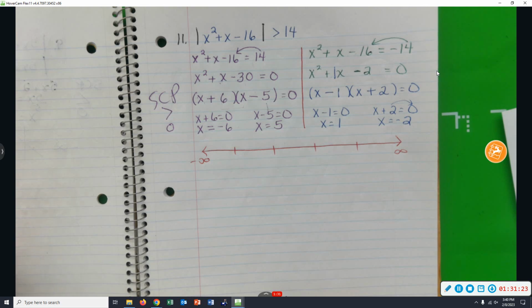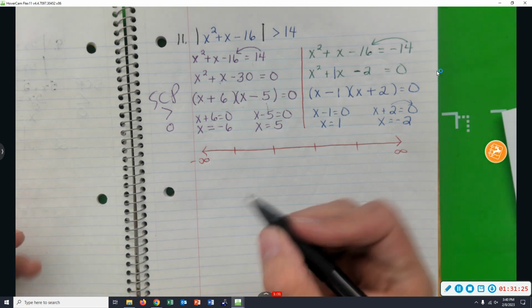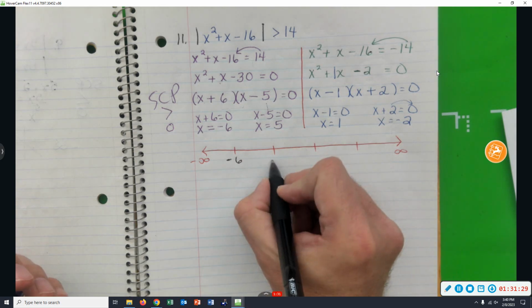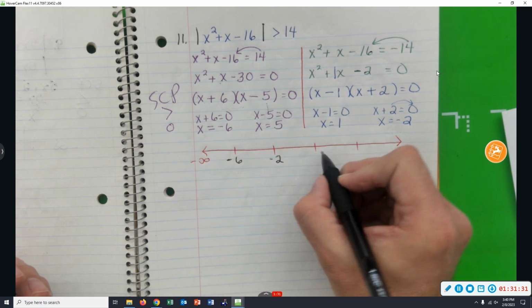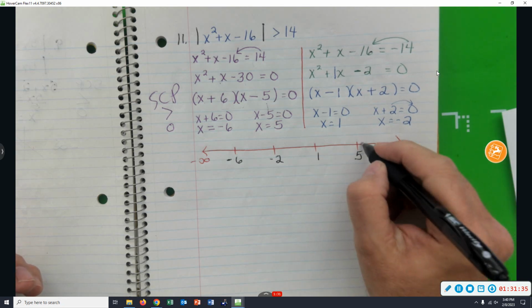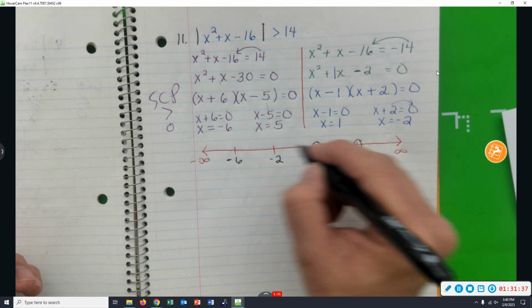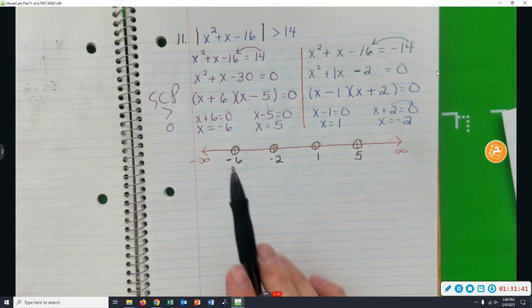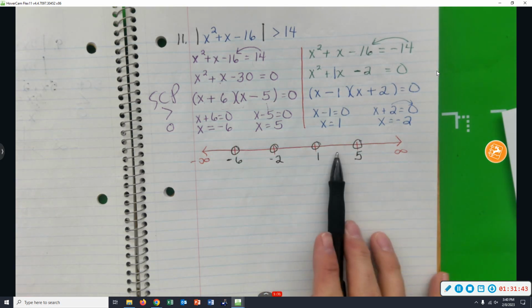Okay, how do I label these numbers? Which one's closest to negative infinity? Then negative 2, 1, 5. You can check 0. Yes, and which interval would it be? First, second, third, fourth, or fifth?